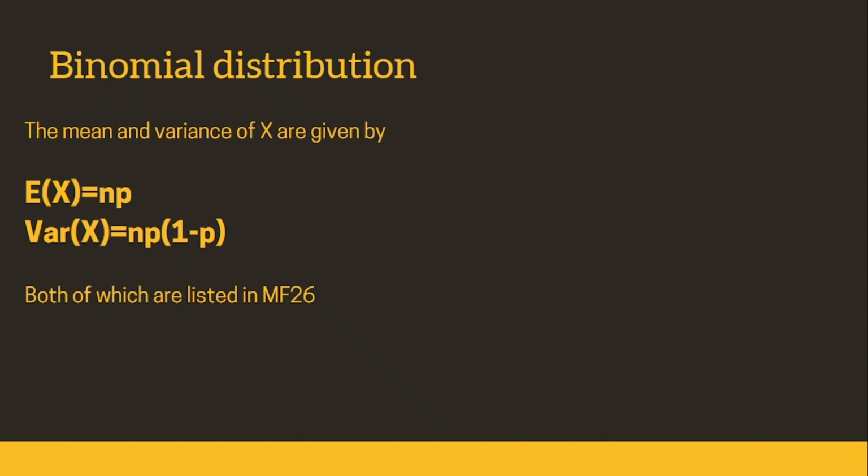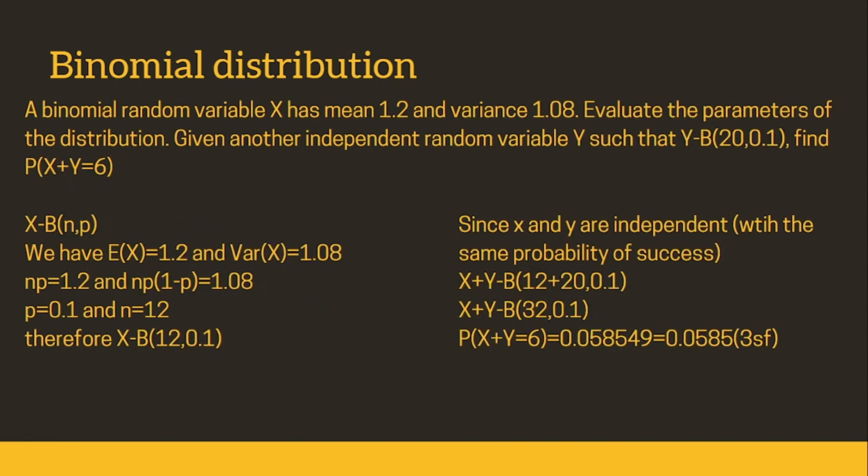Both of which can be found in the MF26. So a binomial random variable X, for example, has a mean of some value and a variance of some value. Evaluate the parameters of the distribution, given that another independent variable Y is a binomial random variable with n = 20 and p = 0.1.